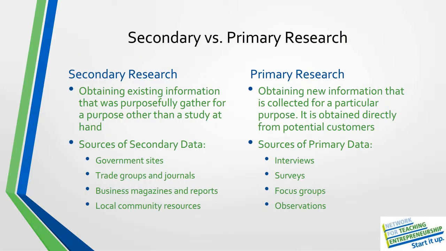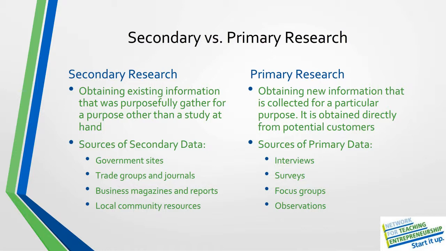The 11th edition textbook defines secondary research as obtaining existing information that was purposely gathered for a purpose other than the study at hand. Students can access secondary data through government sites, trade groups and journals, business magazines and reports, and local community resources such as a Chamber of Commerce. In contrast, the textbook defines primary research as obtaining new information that is collected for a particular purpose. It is obtained directly from potential customers. Primary data can be collected through interviews, surveys, focus groups, and observations.